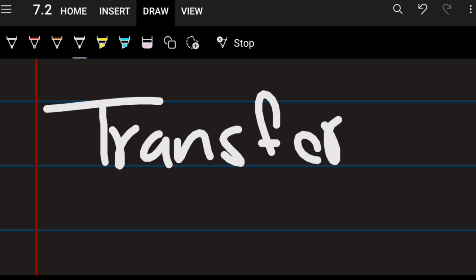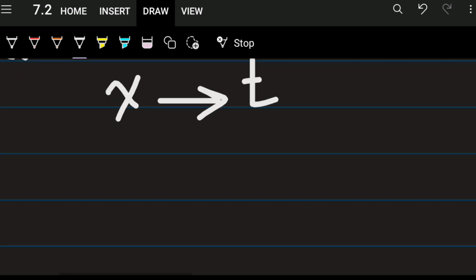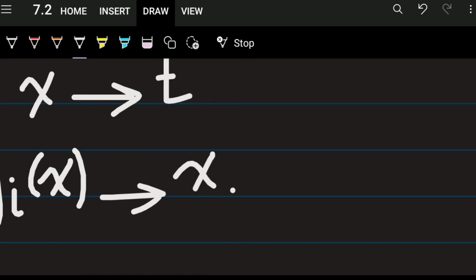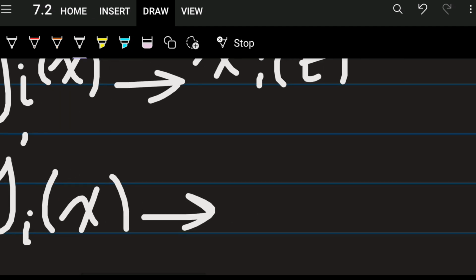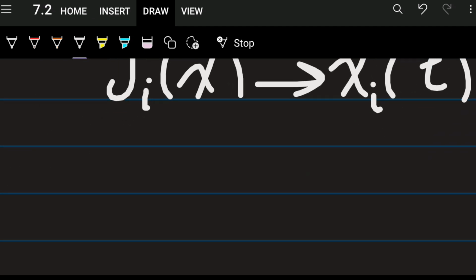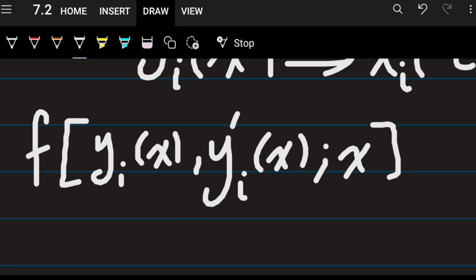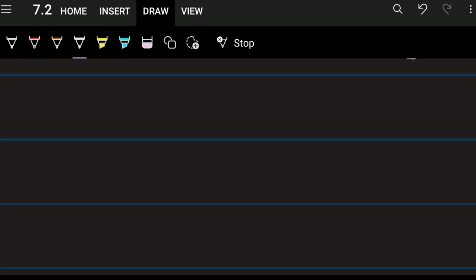Now, let's do some transformations. From x to t. From y sub i of x to x sub i of t. From y prime sub i of x to x dot sub i of t. And finally from f of y sub i of x, y prime sub i of x, x to L of x sub i, x dot sub i.